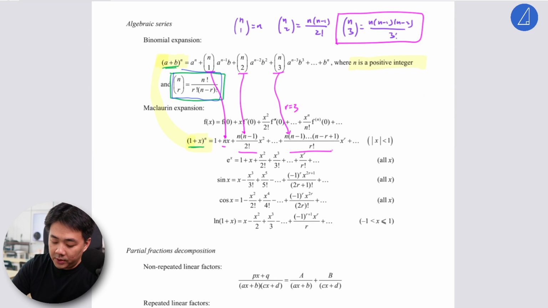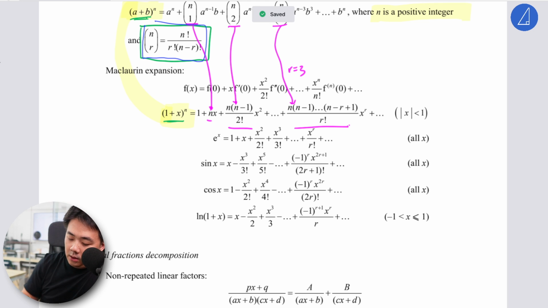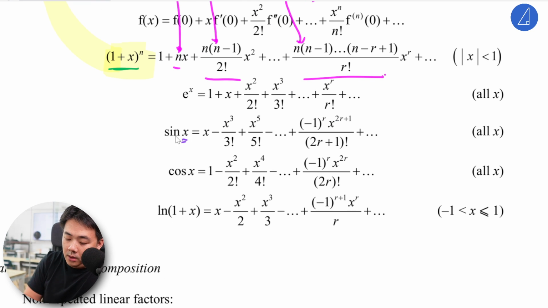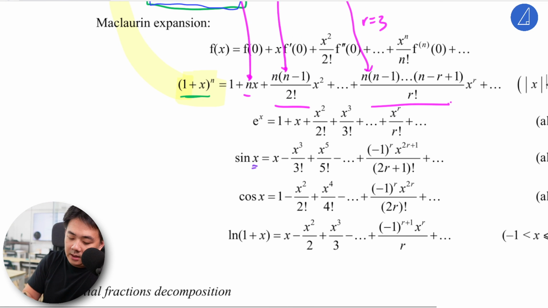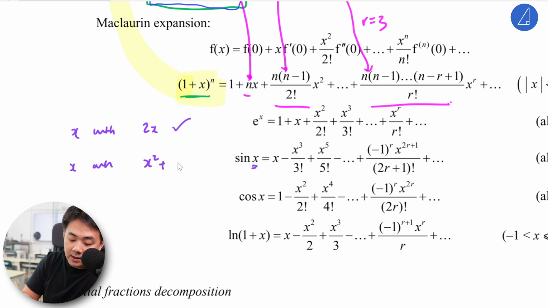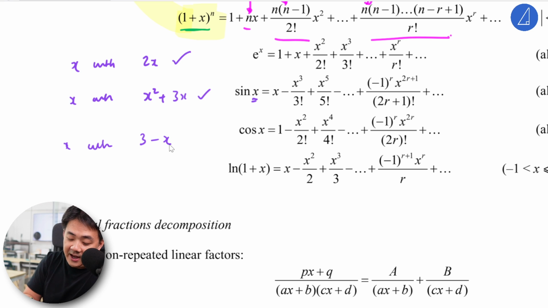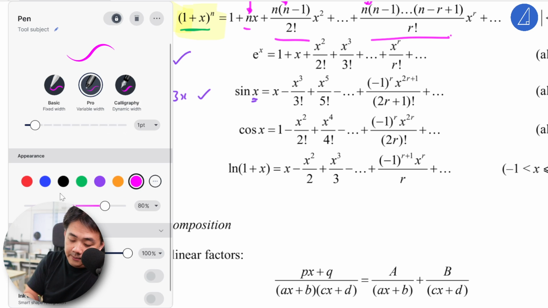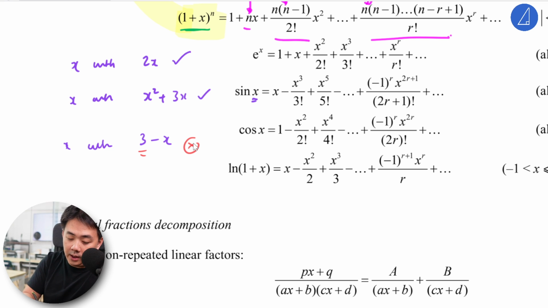Maclaurin series expansion. Now, with Maclaurin series expansion, just remember, you cannot substitute a constant value into it. Obviously, you can replace x with, let's say, x squared or 2x. Not an issue. Then you can replace x with, for example, x squared plus 3x. This is also okay. But what you cannot do is replace x with something with a constant, like for example 3 minus x. As long as there's a constant standing alone, you cannot do that. Replacing x with, let's say, 3x squared minus 1 will not work as well.